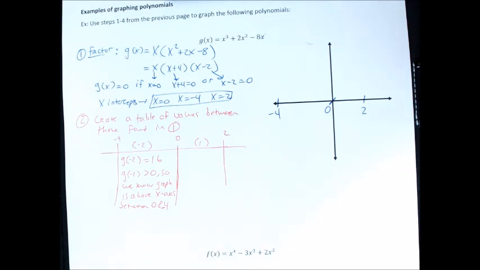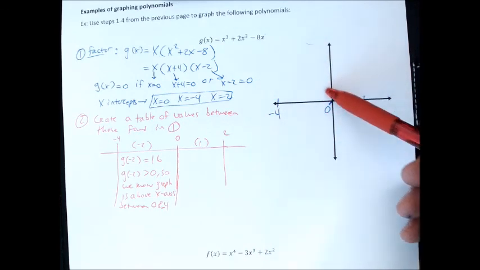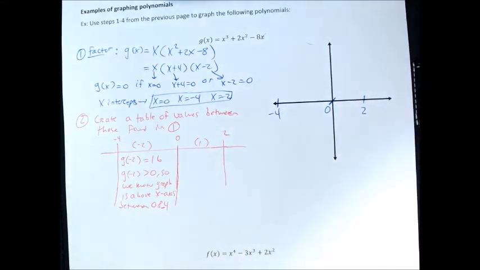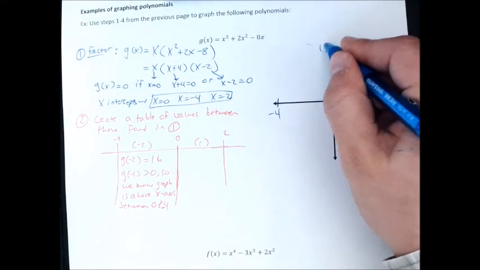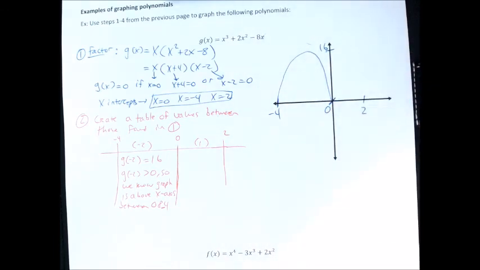Because this is a positive number, that means the graph between 0 and -4 has to go up to 16 and then come back down to 0. And so I know that this first piece is going to do this. It's going to go up to 16 and it's going to come back down to 0.